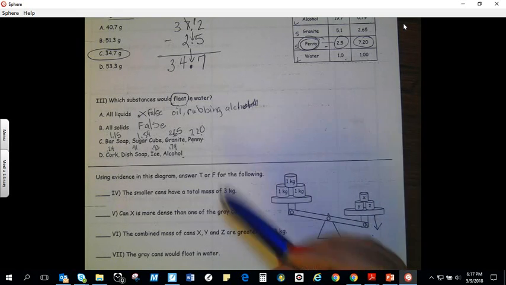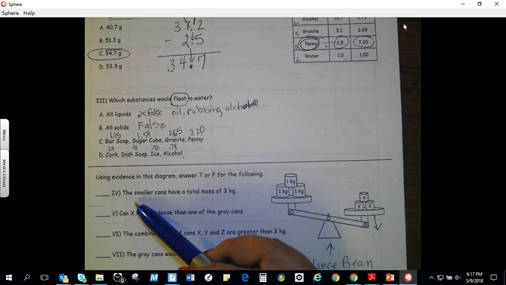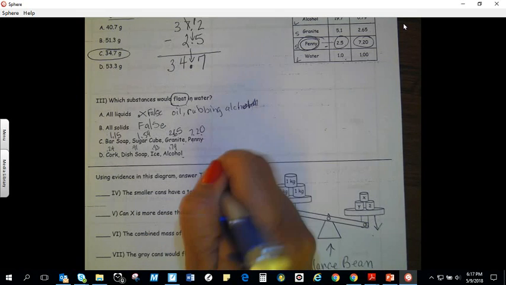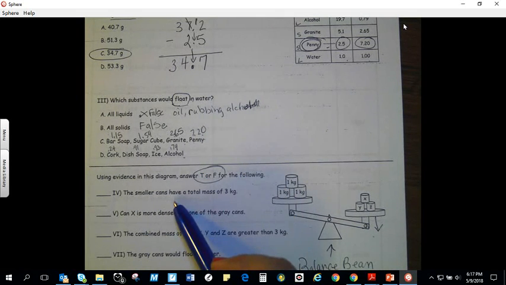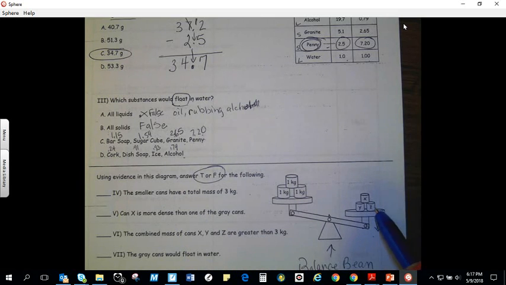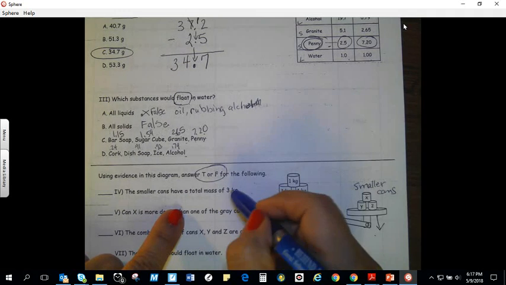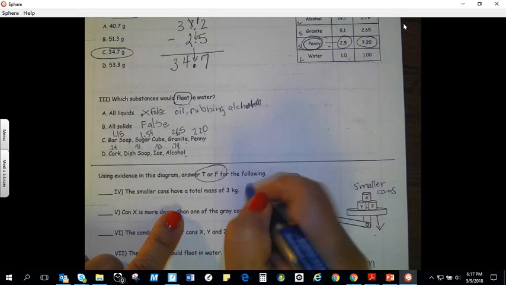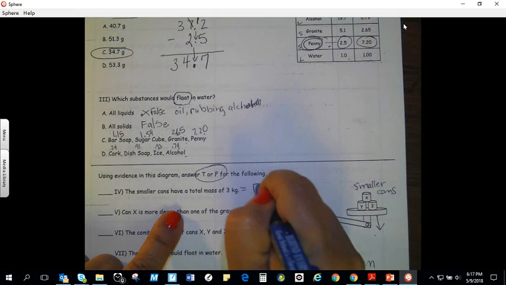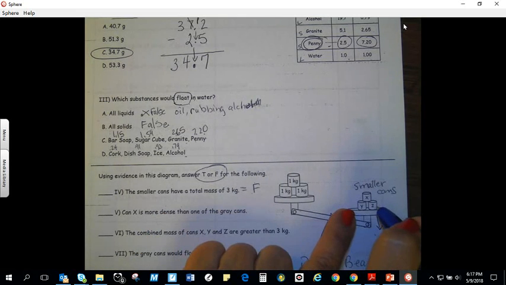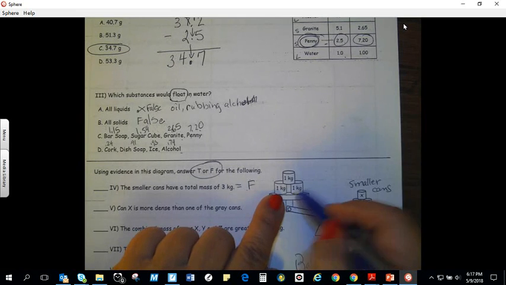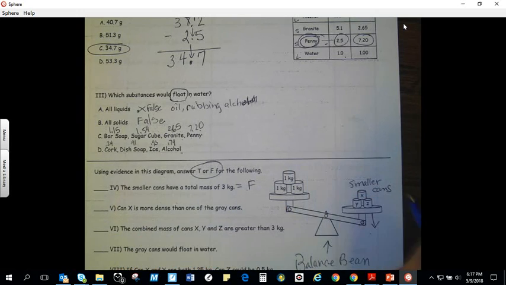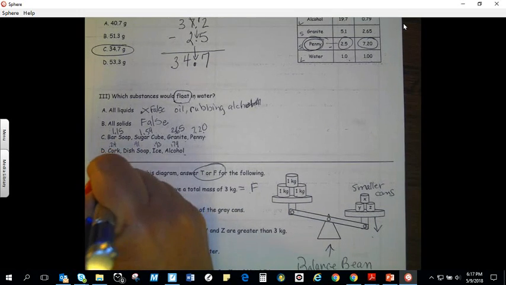So let's look at this first one. We have to place true or false. The smaller cans, these are the smaller cans. So I'm going to put smaller cans so I don't get confused. Have a total mass of 3 grams. Could these be 3 grams? No, because then it would be equal. So that's a false statement. If these cans were 3 grams and this is 3 grams, then that would have been equivalent, and that's not. So I'm going to put false over here.